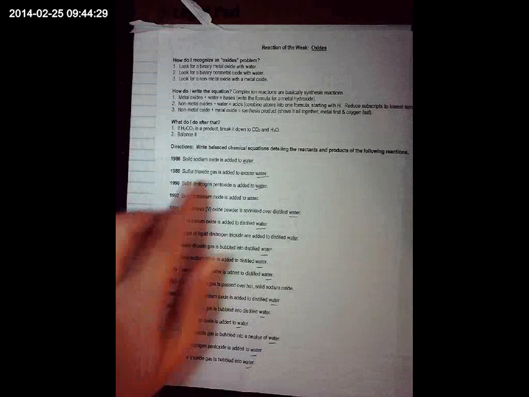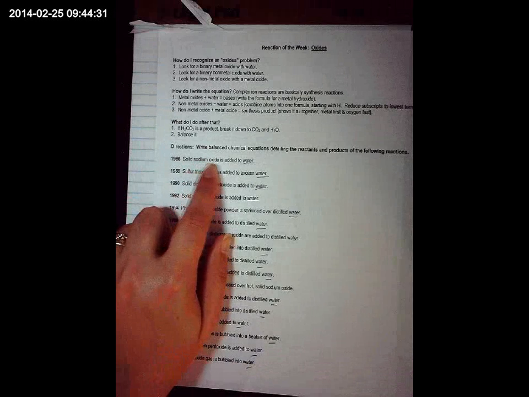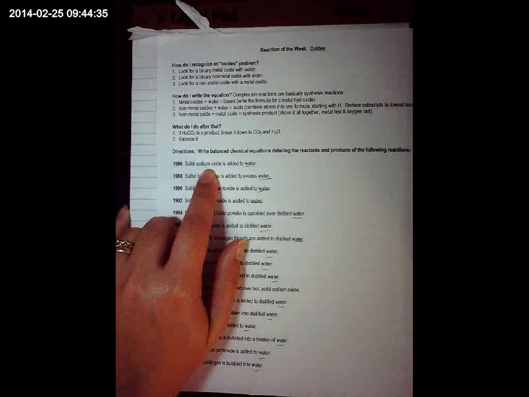Once you've identified that this is one of these oxides, you're going to look at the reactant and determine, is this a metal oxide or a non-metal oxide? All right, so sodium oxide. Does it start with a metal?